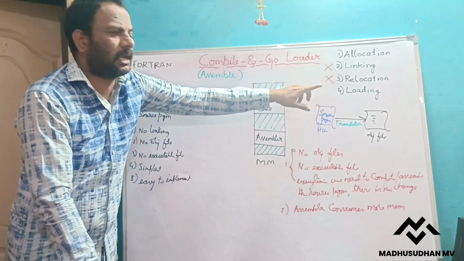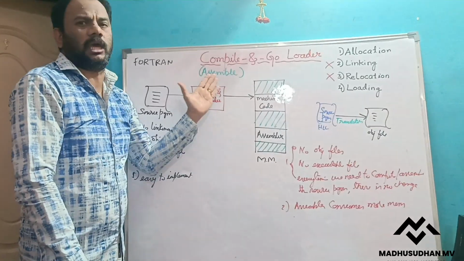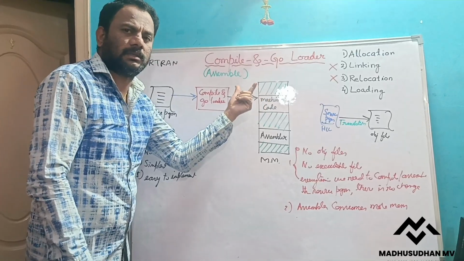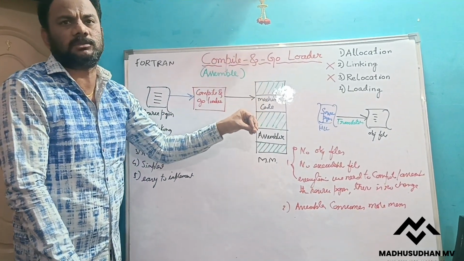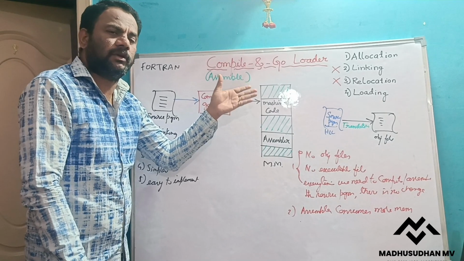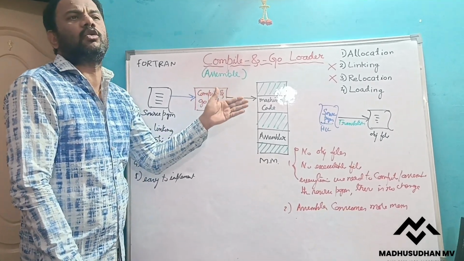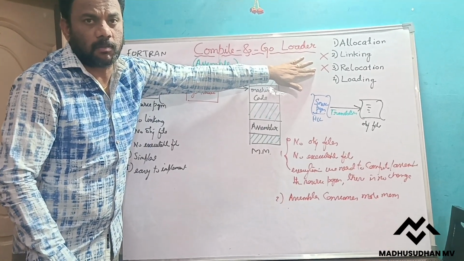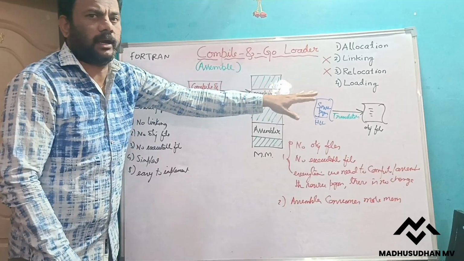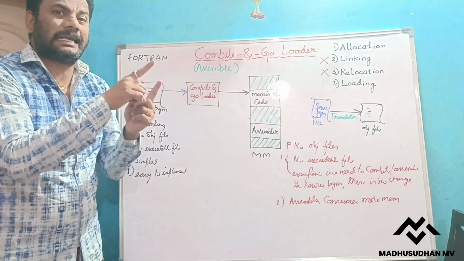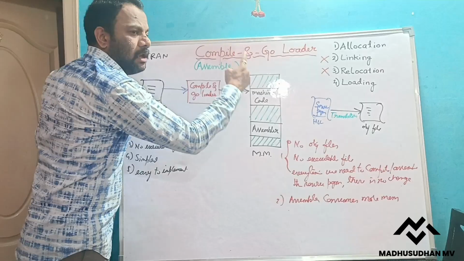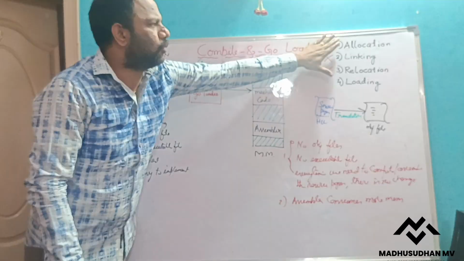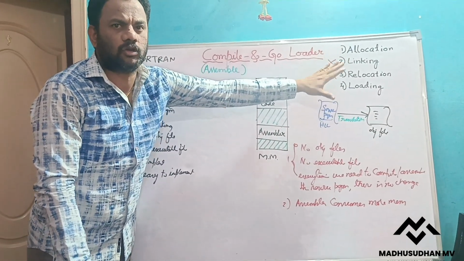Once linking is done, sometimes the processor has to do relocation. Suppose the assembler says load at a particular address, but that address is already occupied by some other program. Then we need to find which memory location is free and relocate the program there. That is called relocation, and it is also one of the major tasks performed by the loader. Once relocation is done, the executable file generated by the linker is finally loaded into the main memory. That is loading, and it is done by the loader. So these are the four major tasks performed by any loader.